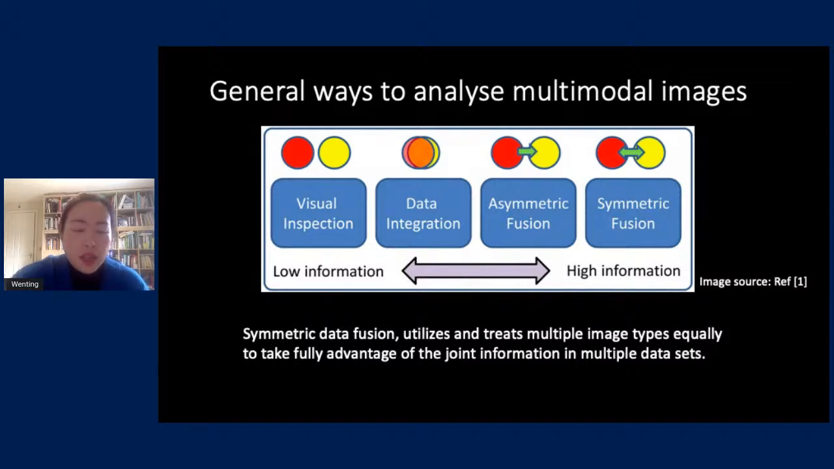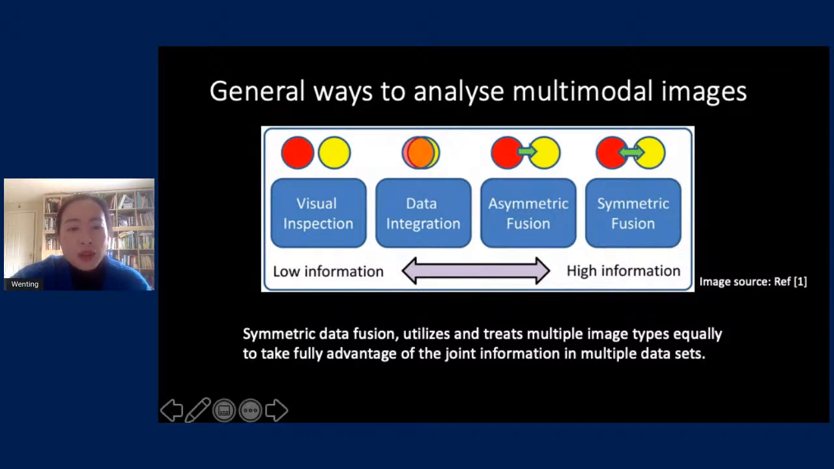The doctor probably just looks at the CT scan of the patient, then looks at the MRI, and combines the information with this visual inspection to provide a diagnosis. It can highlight the different results provided by each modality, but only in a qualitative manner, which means you manually look at everything and draw a conclusion.